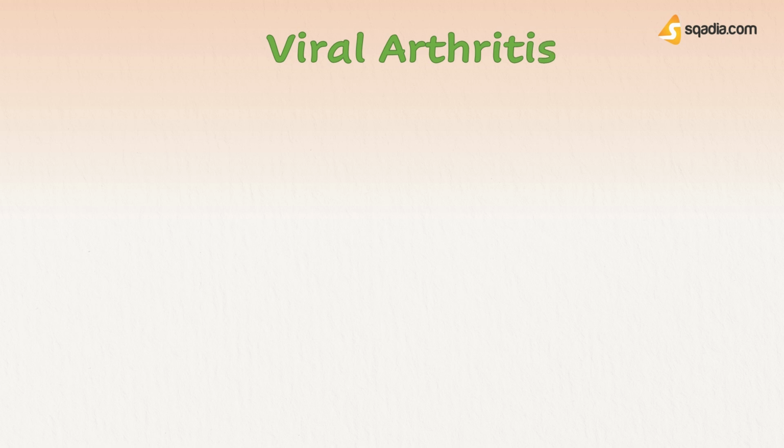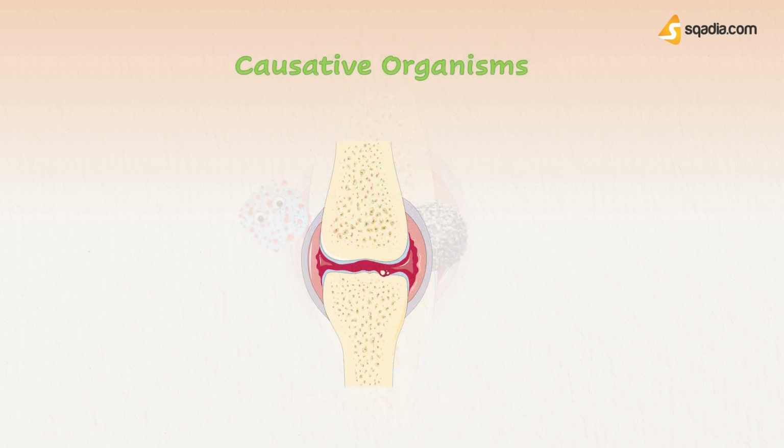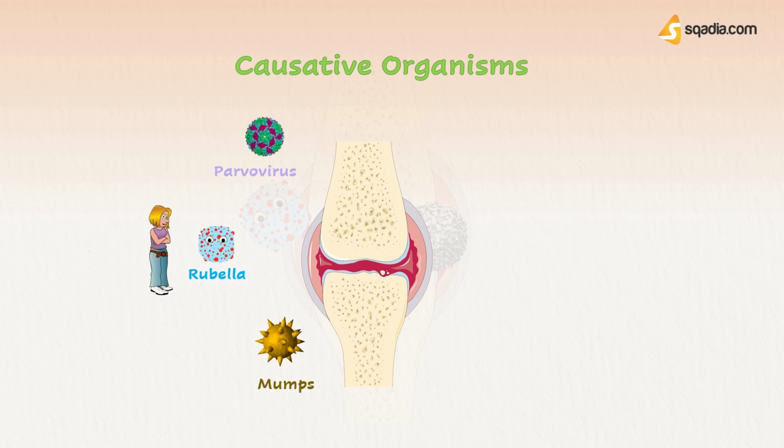Now next, some joints can be infected by viruses causing arthritis, and these are known as viral arthritis. The culprits in this case are usually parvovirus, rubella, which is more common in females, mumps, and hepatitis B. And lastly, prosthetic joint infections.